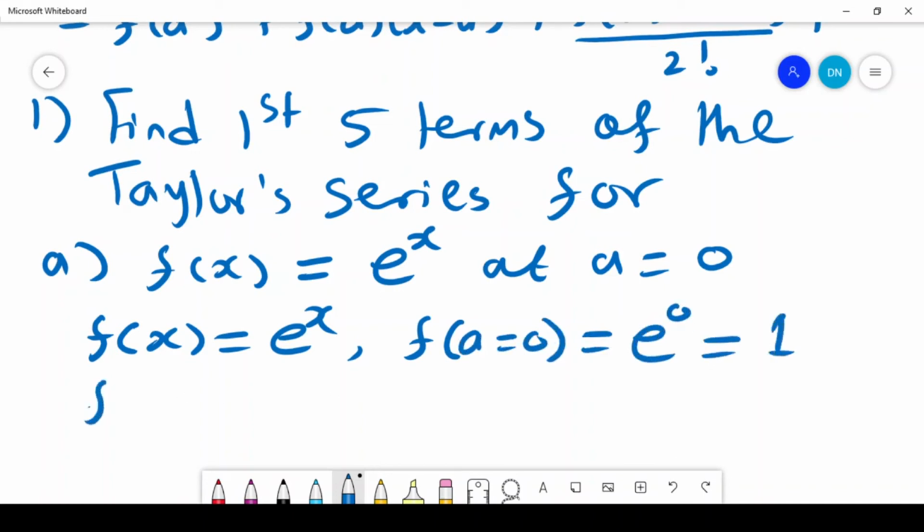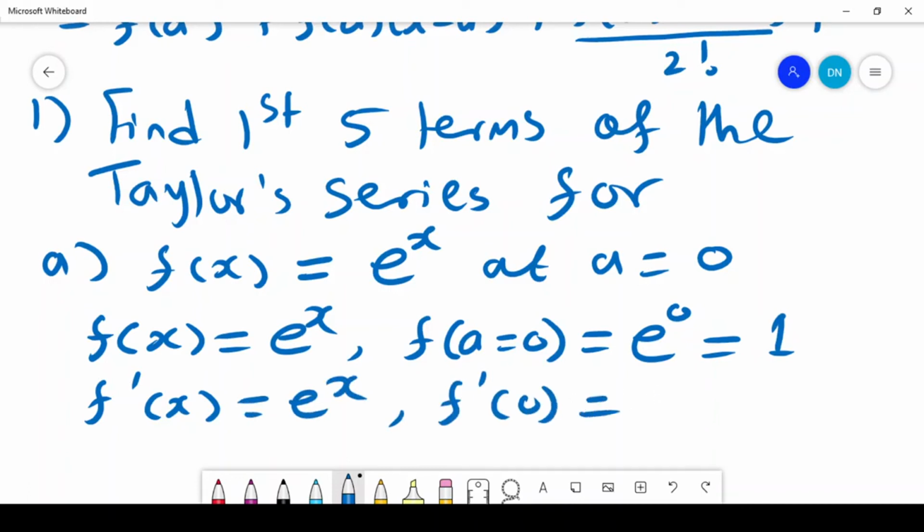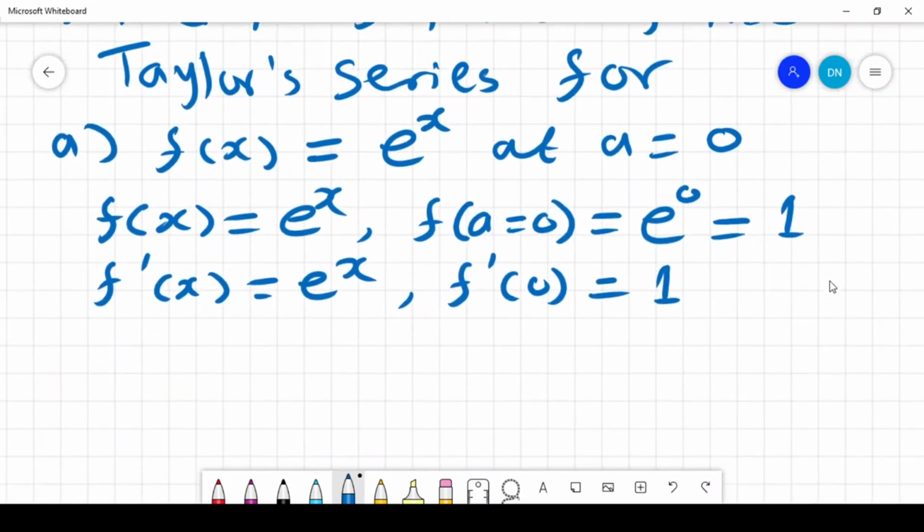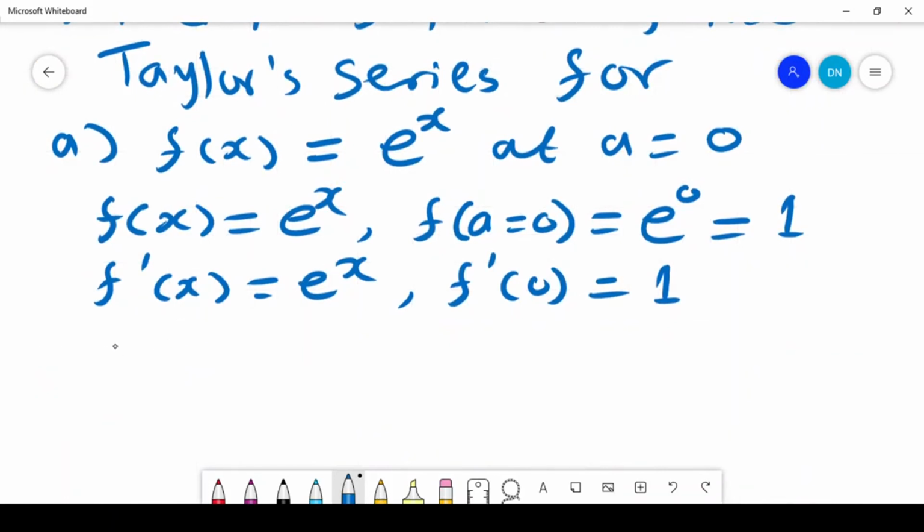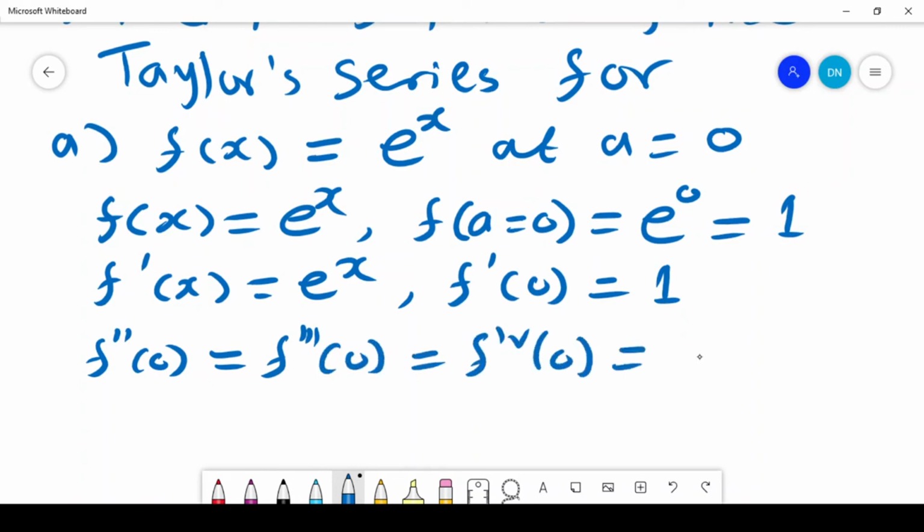Then we get the first derivative of e to the x, which is also e to the x, and then we put f prime of 0, which is also 1. We know that is the same case for all of them because the derivative of e raised to power x always remains. So the second derivative at 0 should be equal to the third derivative at 0, equal to the fourth derivative at 0, and all of them are 1.